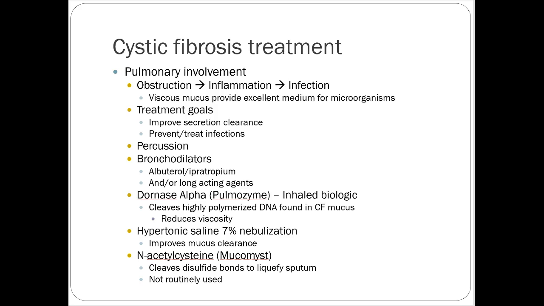Hypertonic saline, 7% nebulization, also improves mucus clearance. The hypertonic can help create a concentration gradient, which can loosen up the mucus a little bit more by pulling more fluid into the lungs. And then there's N-acetylcysteine or Mucomyst, which we use for treating Tylenol overdoses, but you can also give it in inhaled form here. It cleaves the disulfide bonds within the secretion DNA to help liquefy it a little bit and again help get it out.